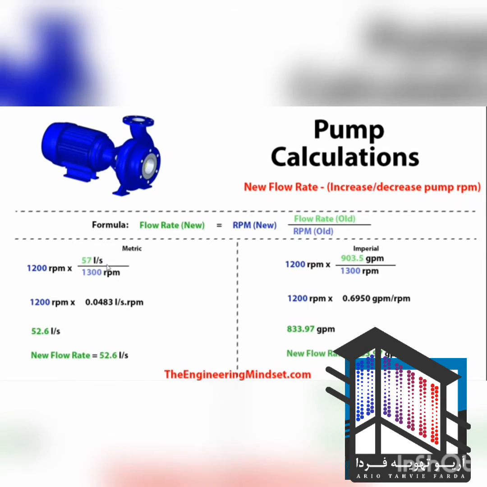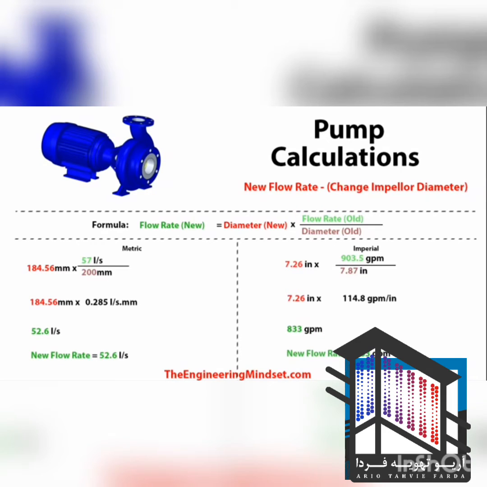And it doesn't particularly matter about this, the units you use. The units you put in are the units that you're going to get out. So you can change it to meters cubed per second or kilograms per second, and it will come out the same. Just remain consistent throughout. Anyway, if you do the calculations for these, then you'll see that this comes out to 52.6 litres per second, or 833 gallons per minute.